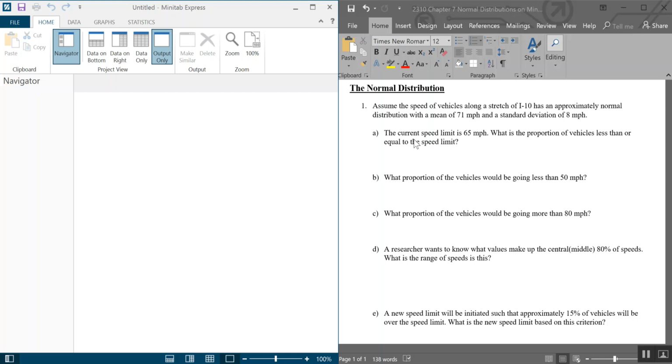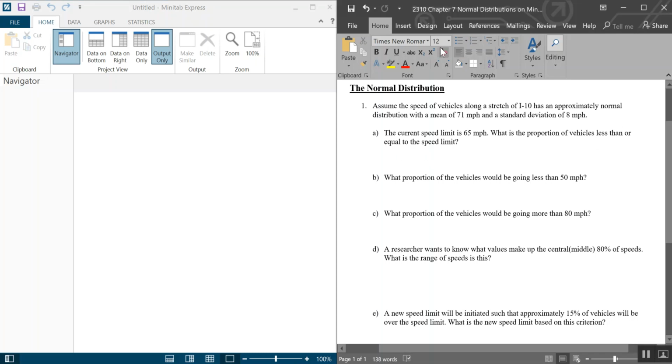So, the current speed limit on this is 65 miles per hour. What proportion of vehicles, this should be go or travel or something, there's a word missing, less than or equal to the speed limit?